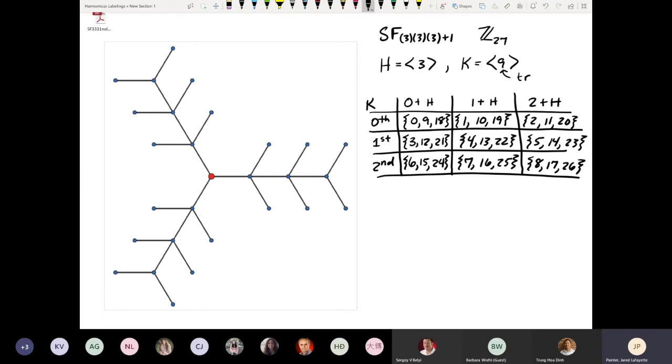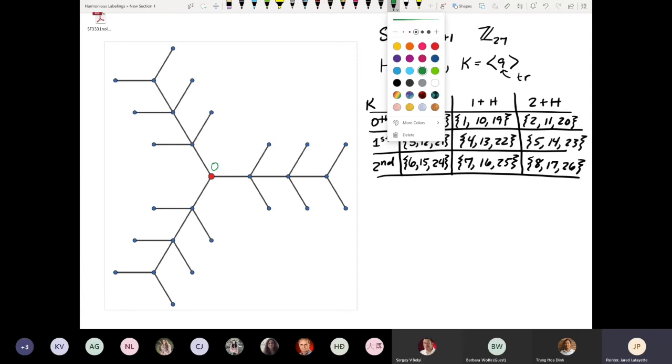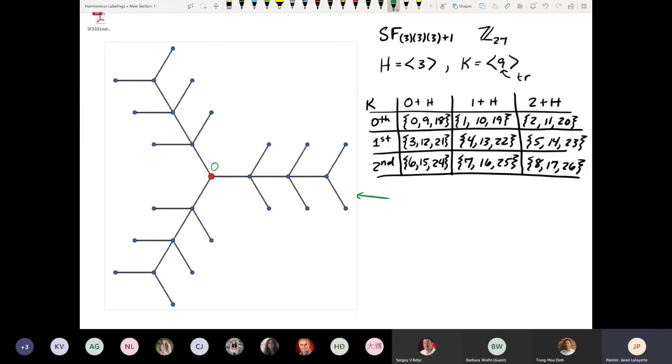Now let's see if we can label this a little bit. I'm going to pick a different color here. So we label the root, this red vertex in the middle. We'll label that 0. That was our setup. Make it a little bigger. And then I'm going to choose this first branch here to label my stuff from the 0 plus H coset in. So I'm going to do this in such a way where I use the 0th subcoset elements on the central vertices of this branch. So those are my central vertices of this branch.